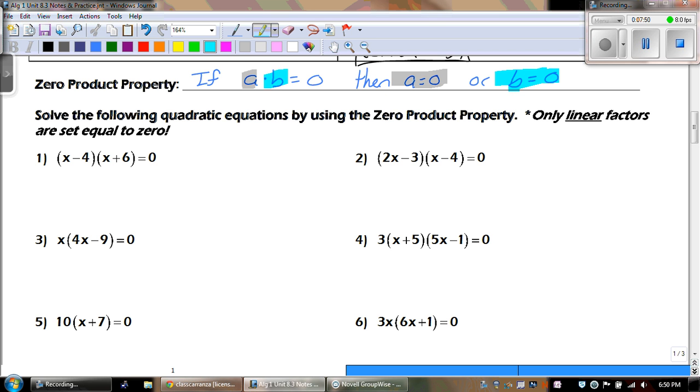Okay? So what we're going to be doing is solve the following quadratic equations by using the zero product property. Only linear factors are set equal to 0. And so what that's pretty much saying is you must have a variable to the first power.